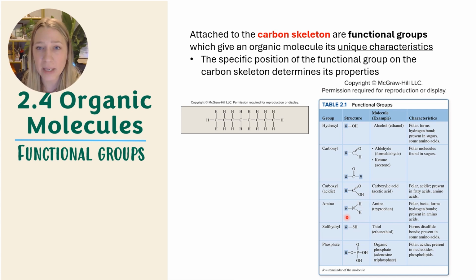We can also have amino groups. So this is where we would have an NH2 attached to a hydrocarbon or larger molecule structure. It acts as a weak base, and it plays a key role in protein structure. As you'll see, we're going to see these nitrogen groups in amino acids, which come together to form proteins.